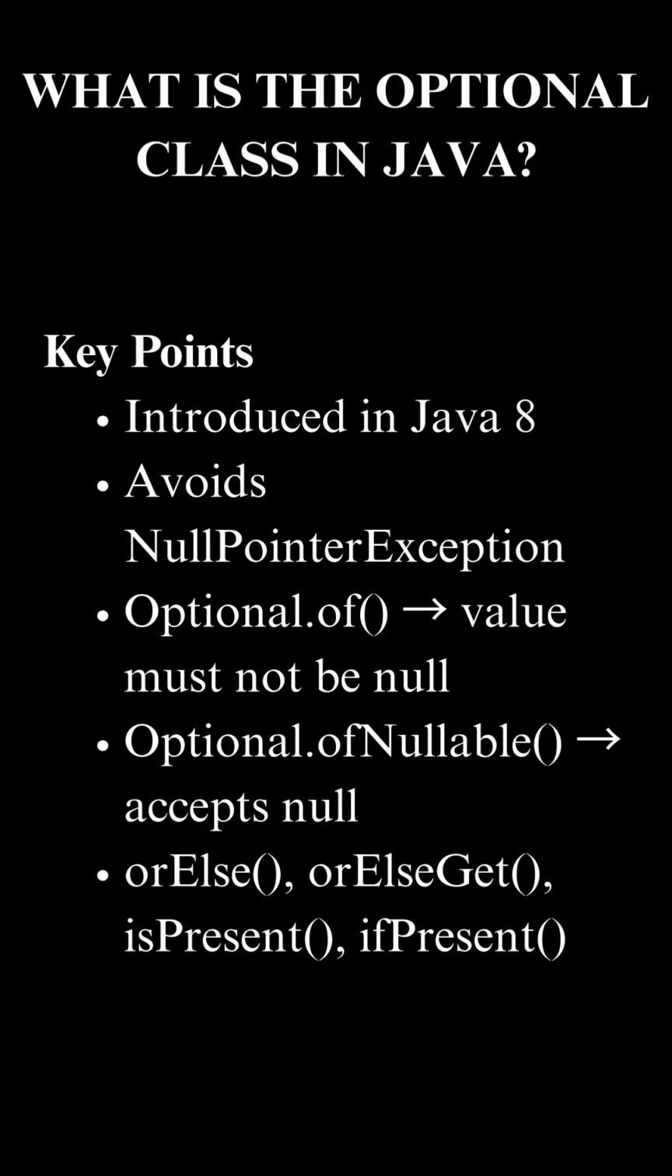Here are some key points that should be remembered. It was introduced in Java 8, avoids NullPointerException, Optional.of means the value must not be null. Optional.ofNullable means it accepts null. orElse, get, isPresent and ifPresent are also used. So remember, Optional helps you write safer null free code by wrapping values that may not exist.